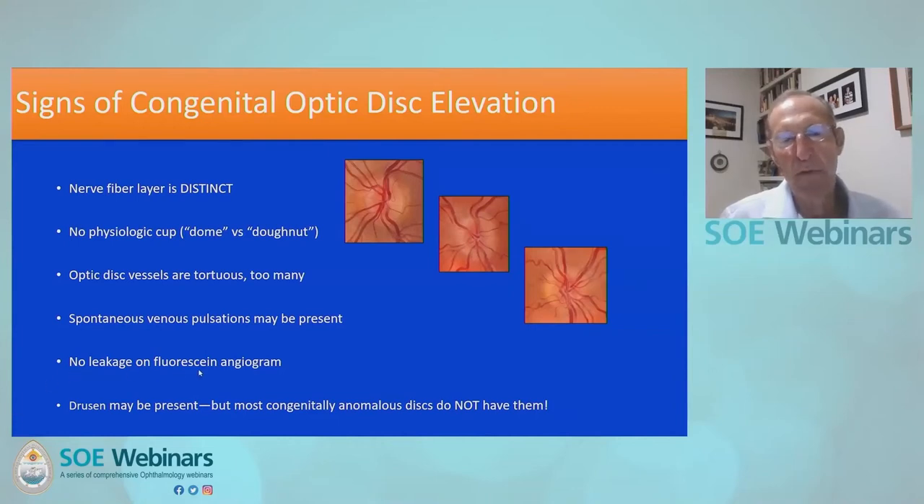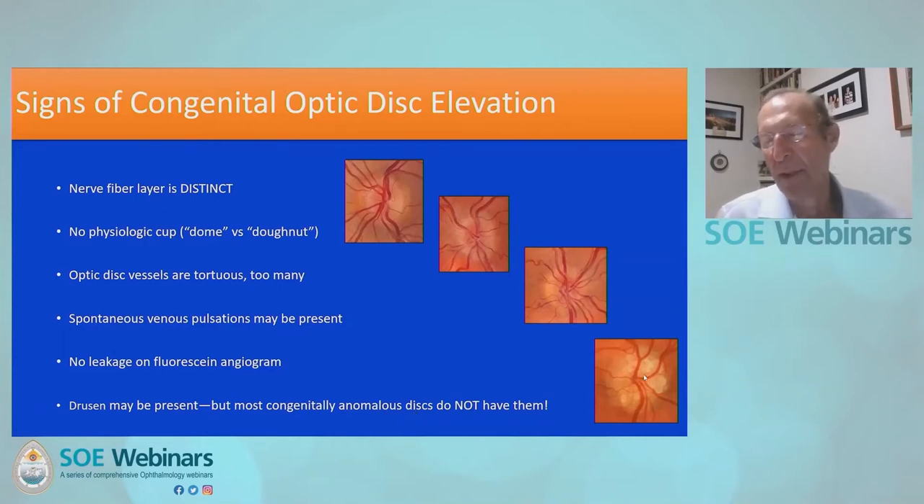There is no leakage on fluorescein angiogram in congenital optic disc elevation, and there will typically be some in papilledema. So that is a helpful distinction. Drusen, as you know, are often present, but the rule is that many congenitally anomalous optic discs do not have optic disc drusen, so don't expect to always find them.